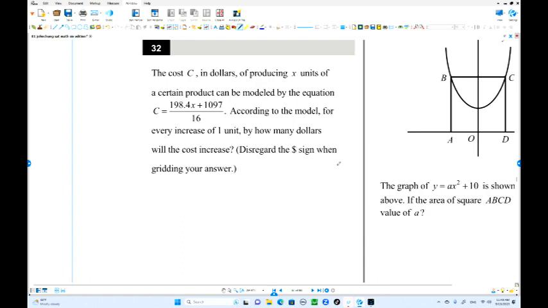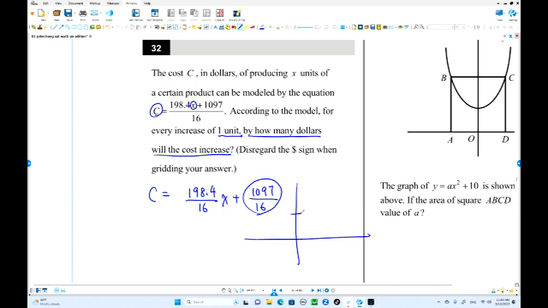Okay, here you go. Cost C is given by the equation. For every increase of 1 unit, okay, an average increase of 1 unit, by how many dollars will the cost increase? Increase by 1 unit, how much increase over here? Okay, that is a slope, isn't it? So C equals, looks like this one, 198.4 over 16 x plus 197 over 16. This is the y-intercept.